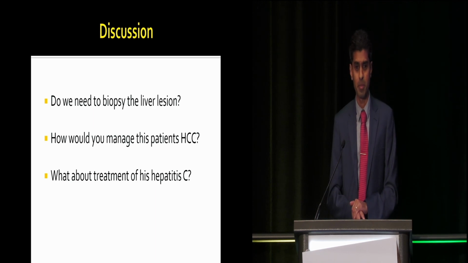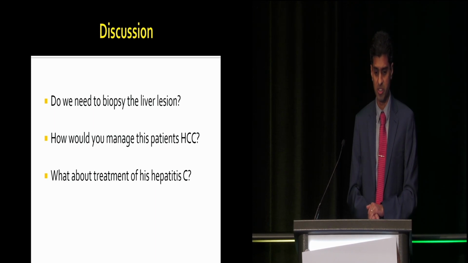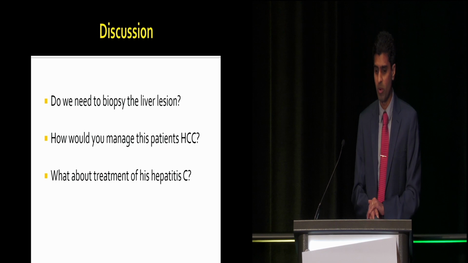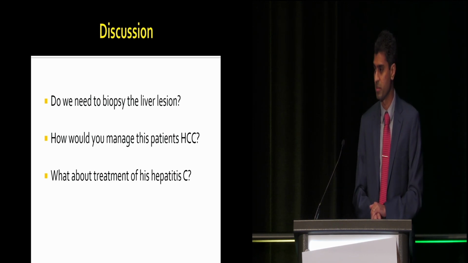So this patient has hepatitis C. This patient has HCC. He has a single liver lesion, no clear evidence of portal hypertension, and he also has hepatitis C. So how would you time treating his HCC? How would you treat his HCC? And what about the timing regarding the treatment of his hepatitis C?